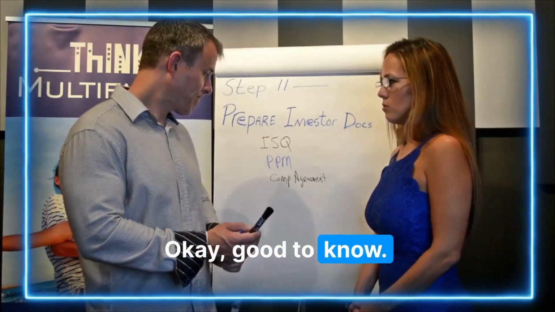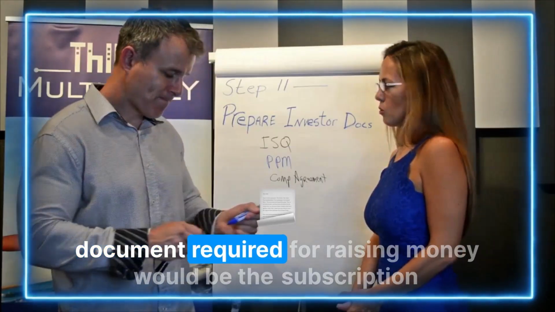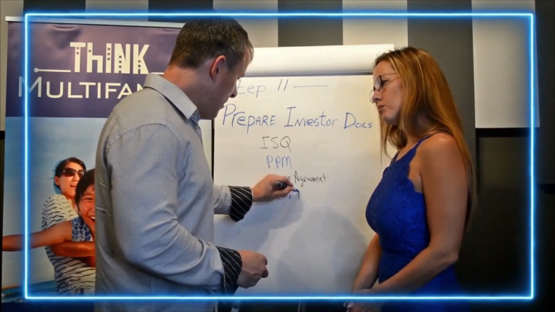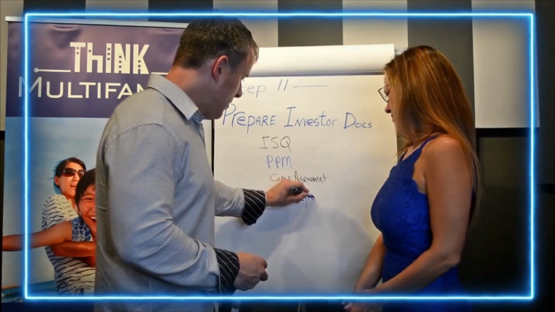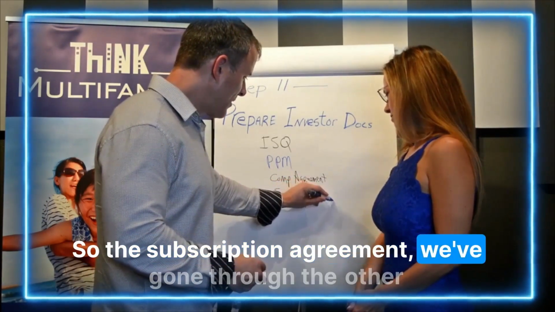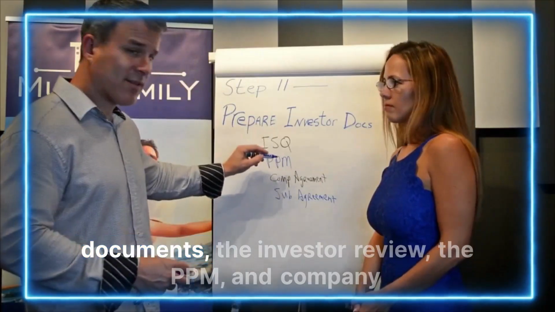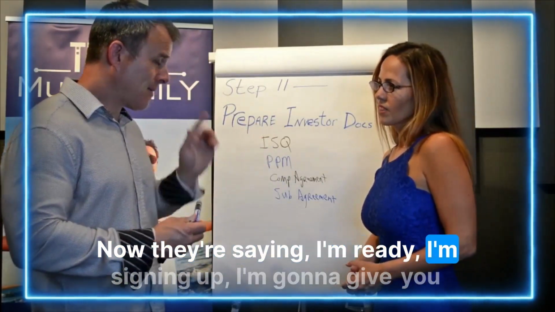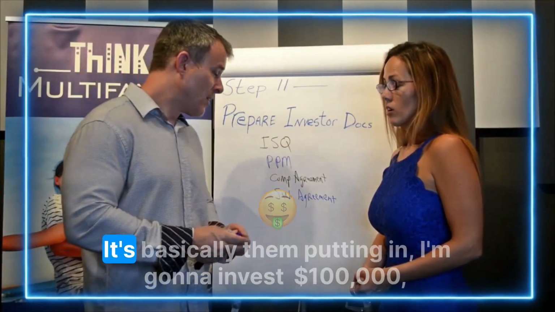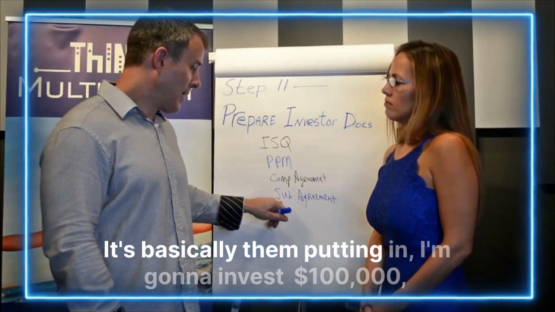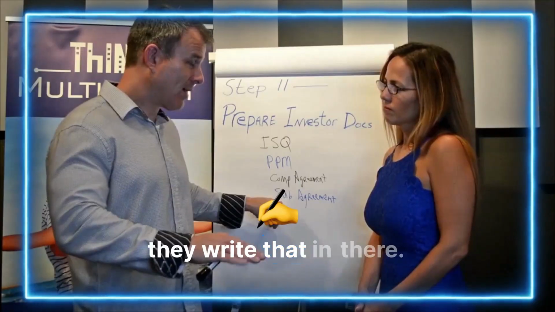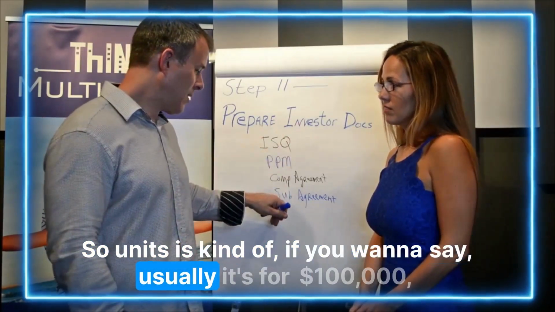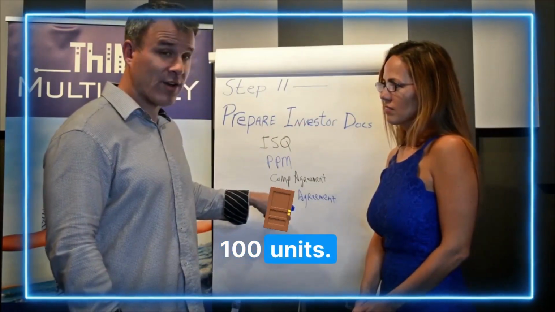Okay, good to know. And then the last document required for raising money would be the subscription agreement. So we've gone through these other documents, and the investor reviewed the PPM and company agreement. Now they're saying, I'm ready, I'm signing up, I'm going to give you $100,000. They write that in there, and they say the number of units. Usually it's for $100,000, 100 units. This is a general statement.